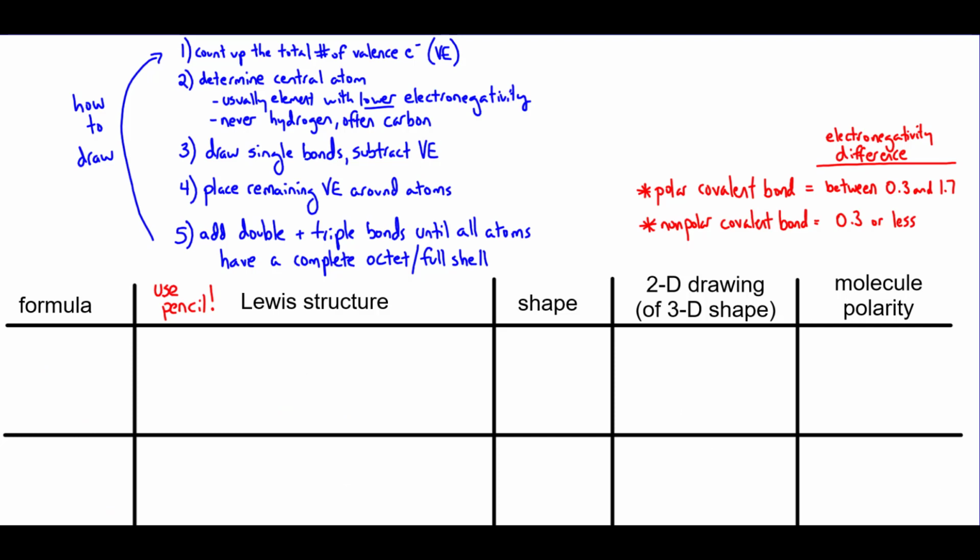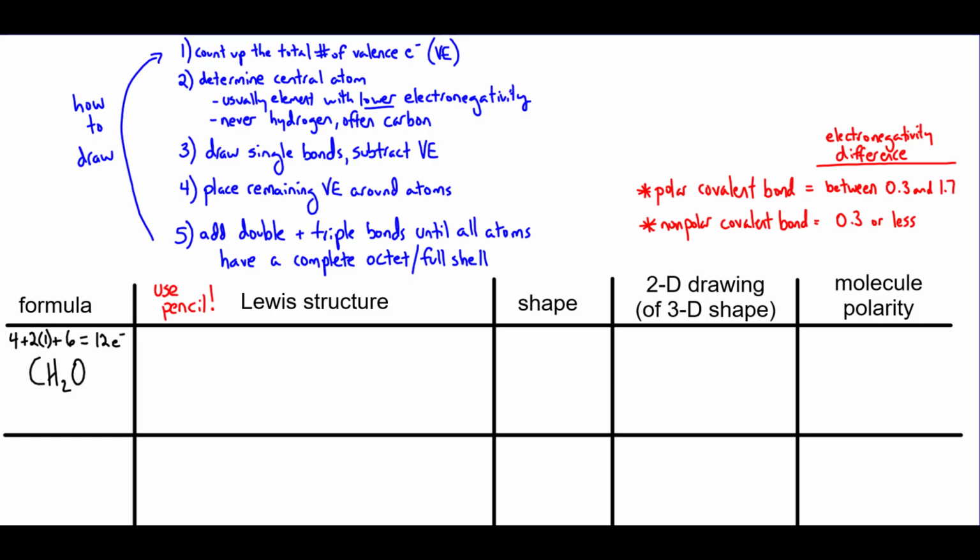All right, if you've drawn that new row, let's fill it in with a new formula. That's going to be CH2 with an oxygen. Let's do the total number of valence electrons. Carbon has 4. There are 2 hydrogens that have 1 each, and then oxygen, that one has 6 valence electrons. So if I add that up, 4 plus 2 plus 6, that makes 12 electrons.